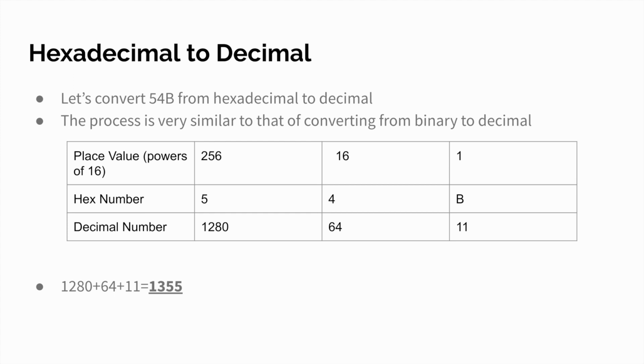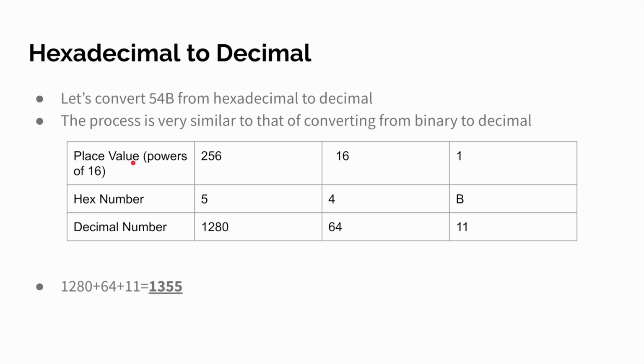So we're going to do conversion calculations again. Hexadecimal to decimal. We've got the hexadecimal number 54B. We're going to convert that from hexadecimal to decimal. So this is actually a very similar process to the binary one. So we're going to draw up a similar table. You can see it's much smaller than the previous table.